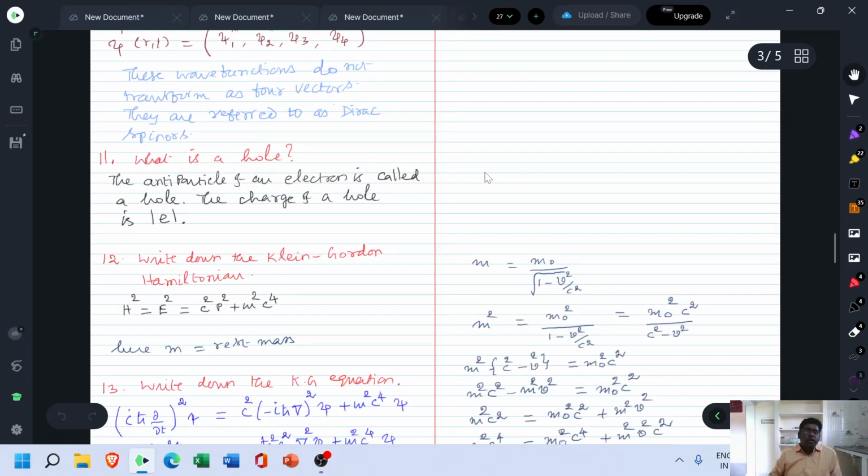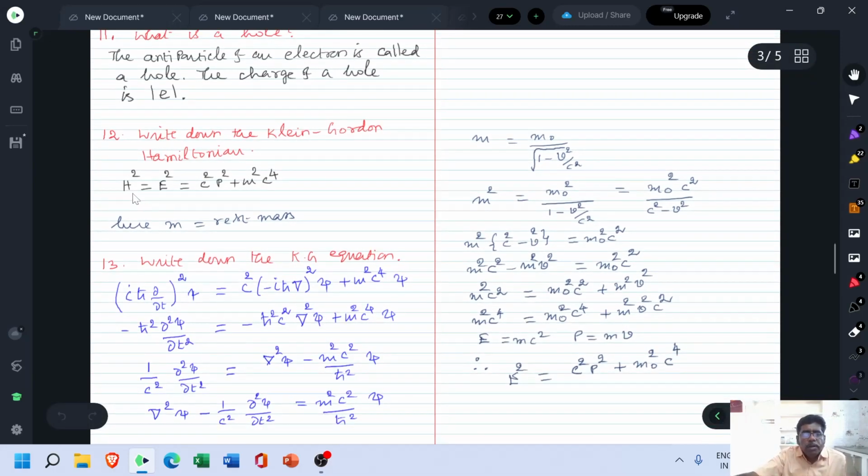What is a hole? The antiparticle of an electron is called a hole. The charge of a hole is modulus of e. Write down the Klein-Gordon Hamiltonian. H² is equal to E² equal to c²p² plus m²c⁴, which is the Klein-Gordon Hamiltonian. Here m is the rest mass. So this is the way of arriving at the Hamiltonian. Don't just memorize this. From the formula for variation of mass with velocity we arrived at this relation.